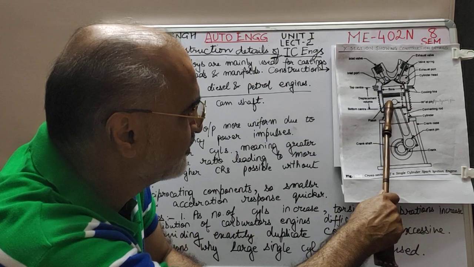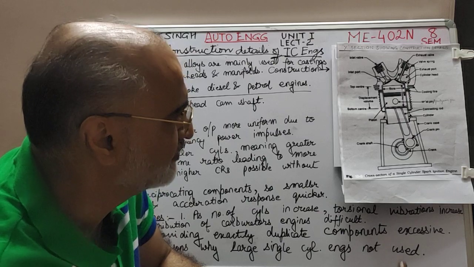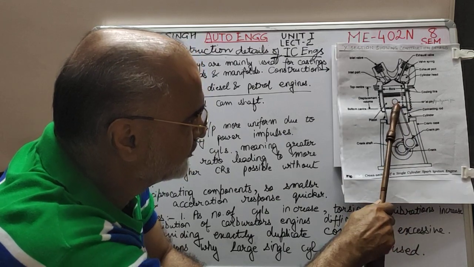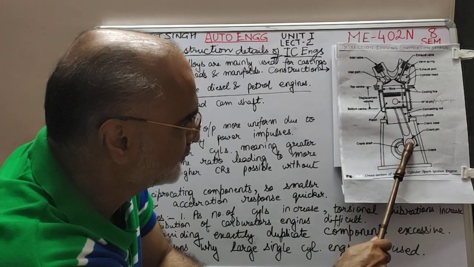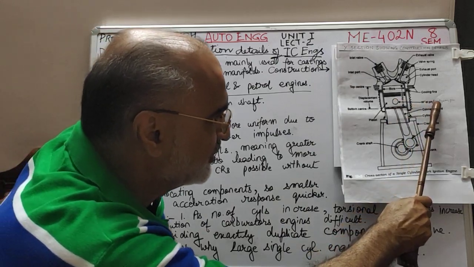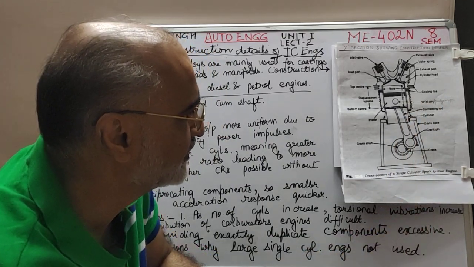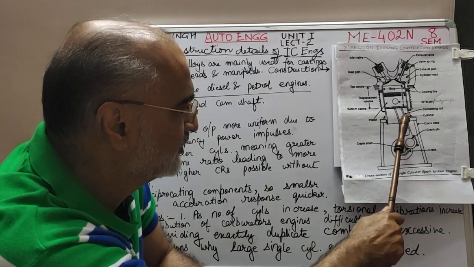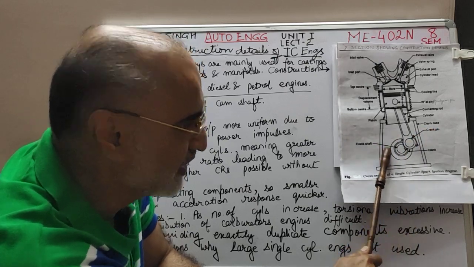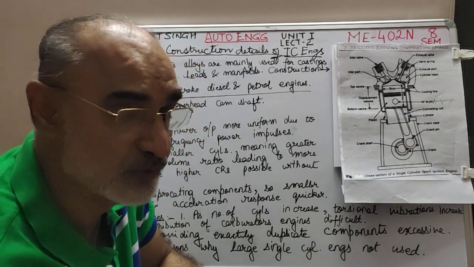Now the piston is connected to the crankshaft by means of a connecting rod. This is the small end of the connecting rod. This is the big end. The small end is connected through a pin called the gudgeon pin or wrist pin. In USA they call it wrist pin. The big end is connected to the crank pin which is integral to the crankshaft. This is the crank which is generally filled with oil.